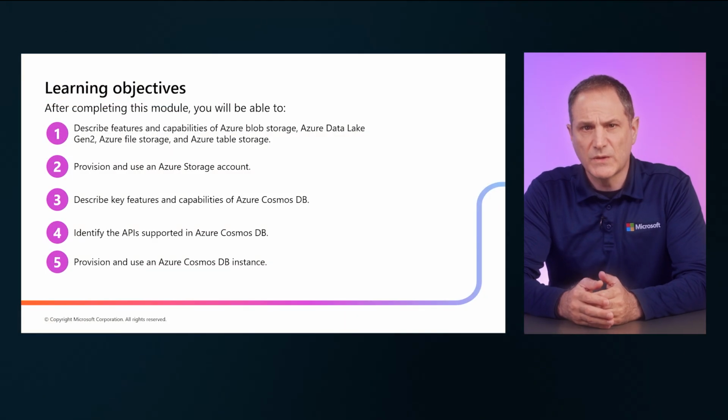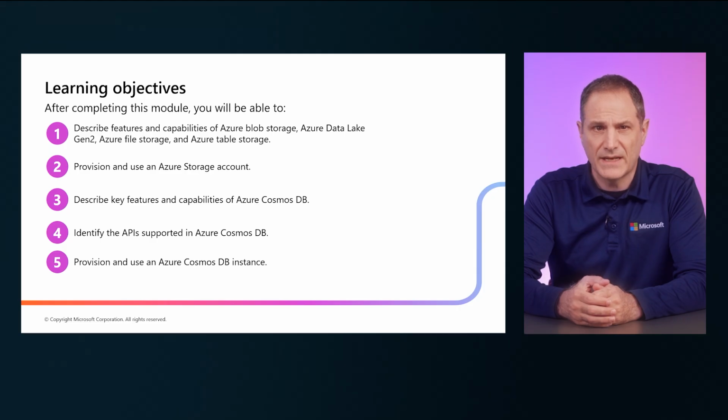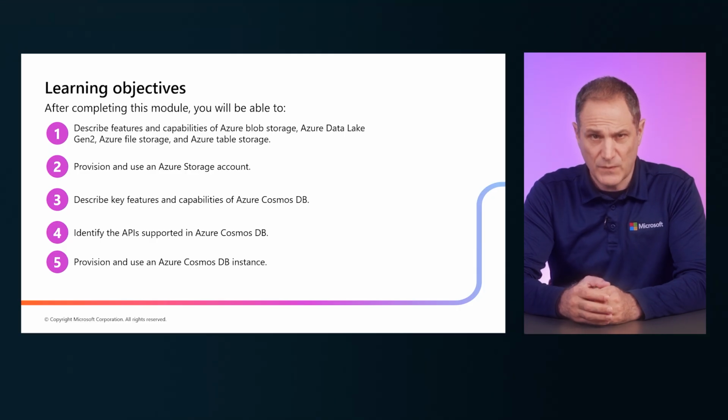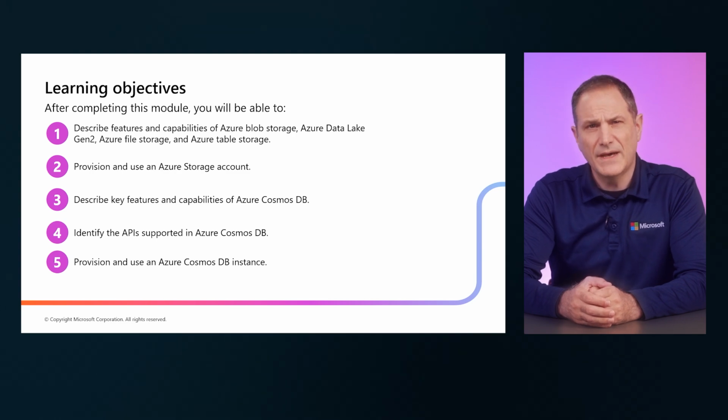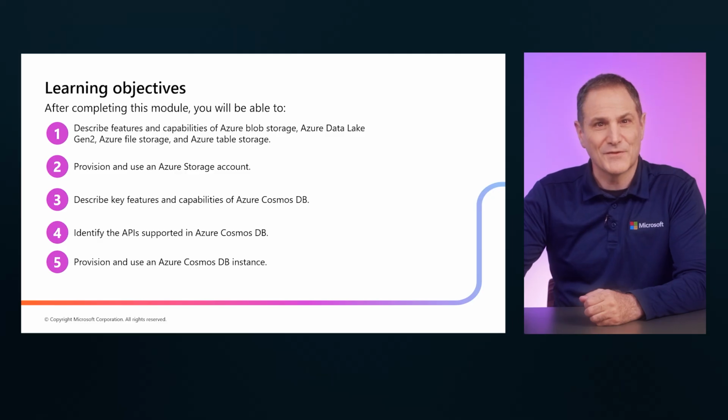In this module, we will describe the features and capabilities of Azure Blob Storage, Azure Data Lake Storage Gen 2, Azure File Storage, and Azure Table Storage. Next, we will provision and use an Azure Storage account at a high level. Then we'll describe the key features and capabilities of Azure Cosmos DB. We will also identify the APIs supported by Azure Cosmos DB. And finally, we'll provision and use an Azure Cosmos DB instance, focusing on recognition rather than deep configuration. Let's start.